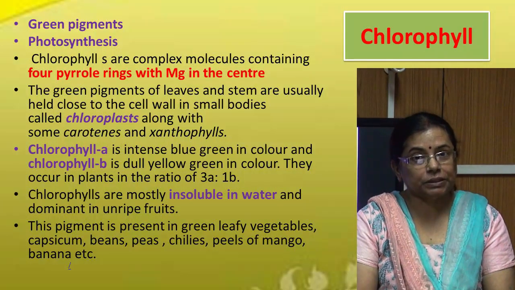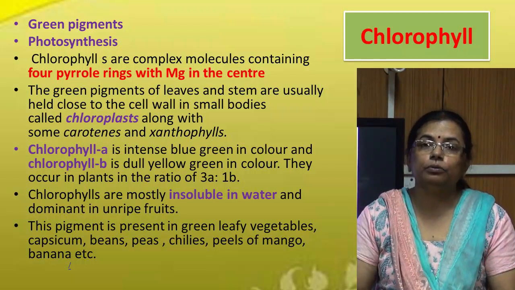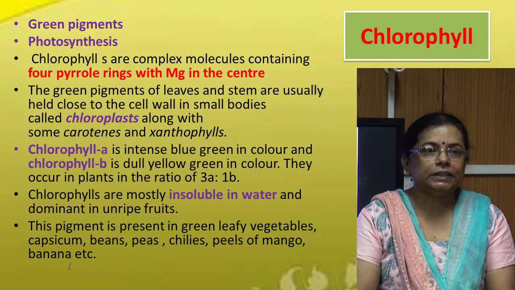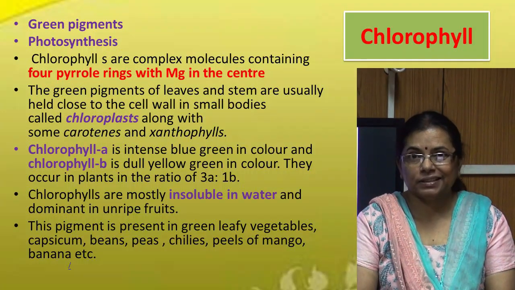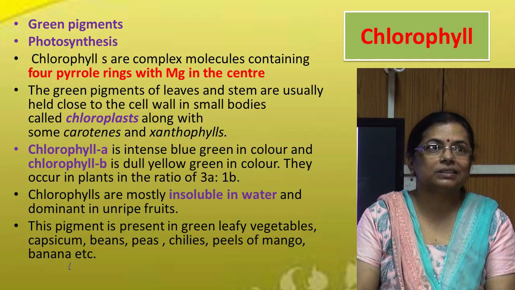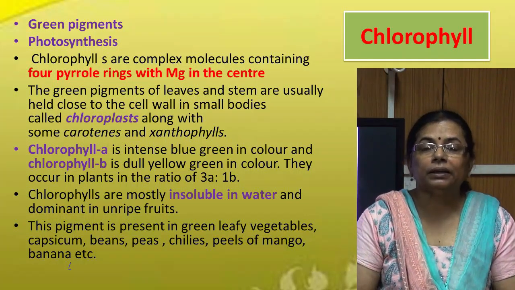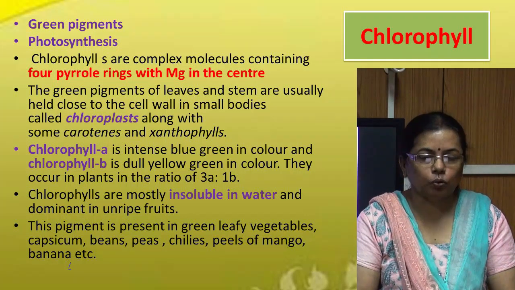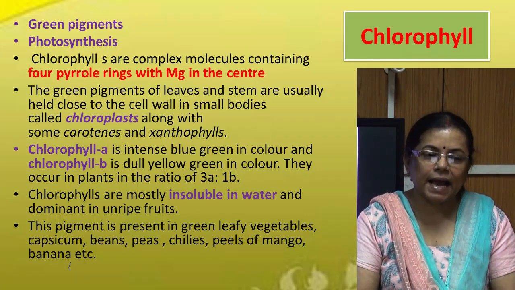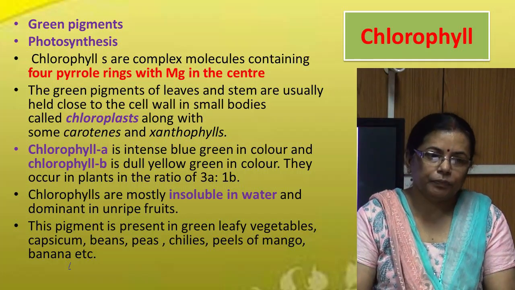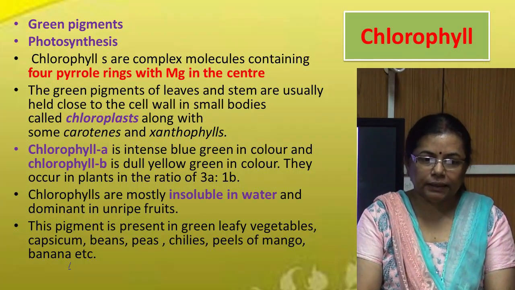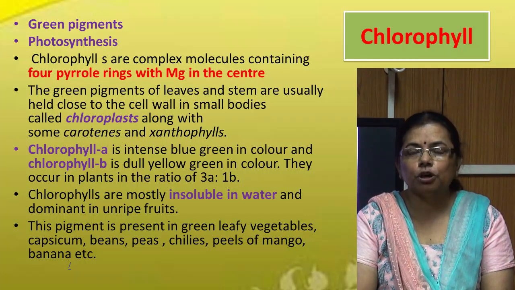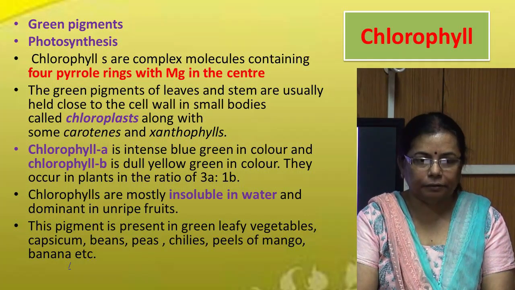Chlorophyll, as you must be knowing, the green color of the fruits and vegetables and even the leaves are due to chlorophyll. It is involved in photosynthesis, essential part of the photosynthesis through which plant derives energy from the light. Chlorophyll is a complex molecule containing 4 pyrrole rings and magnesium in the center. The chlorophylls are present in green leafy vegetable, capsicums, beans, peas, chilies, peels of mango, banana and other unripe fruits.